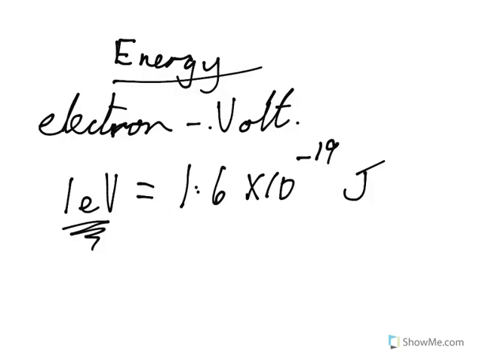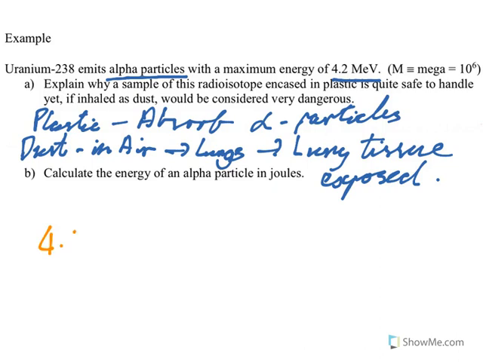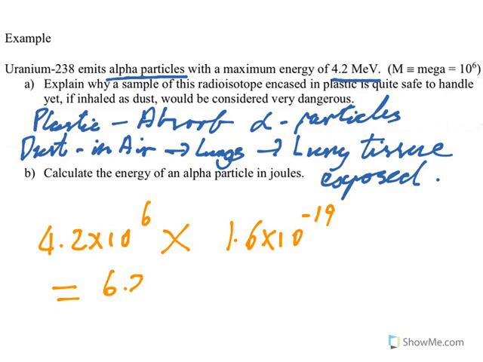So this is the conversion. 1 electron volt is 1.6 by 10 to the minus 19 joules. So when we've got 4.2 by 10 to the 6 electron volts, to get joules we multiply by 1.6 by 10 to the minus 19. On your calculator you get 6.72 by 10 to the minus 13 joule, which is quite a small amount of energy. So as you can see, 4.2 mega electron volts is far better to talk in, as far as scientists are concerned. It rolls off the tongue a lot easier than 6.72 by 10 to the minus 13 joule. So that's why they use that.